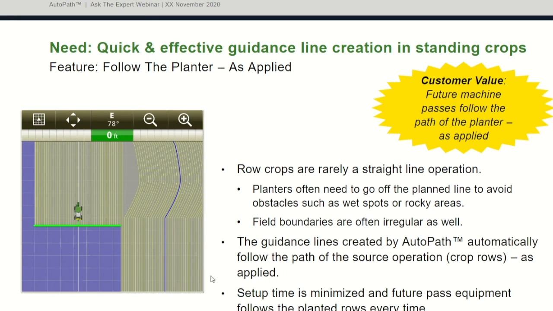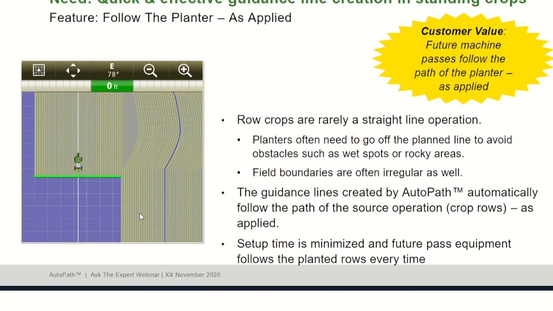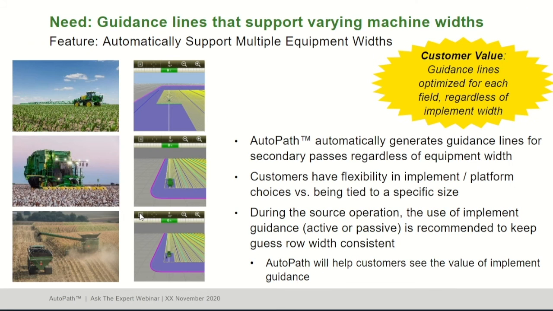Another need, quick and effective guidance line creation in standing crops. We all know these planters aren't planting in a straight line all the time, especially on our field boundaries or even out in the middle of the field if we have an obstacle such as wet spots or rocky areas. So the guidance lines created by AutoPath automatically follow the path of the source operation, so the crop rows of the as-applied planting map. Setup time is minimized, and future pass equipment follows the planted row every time.